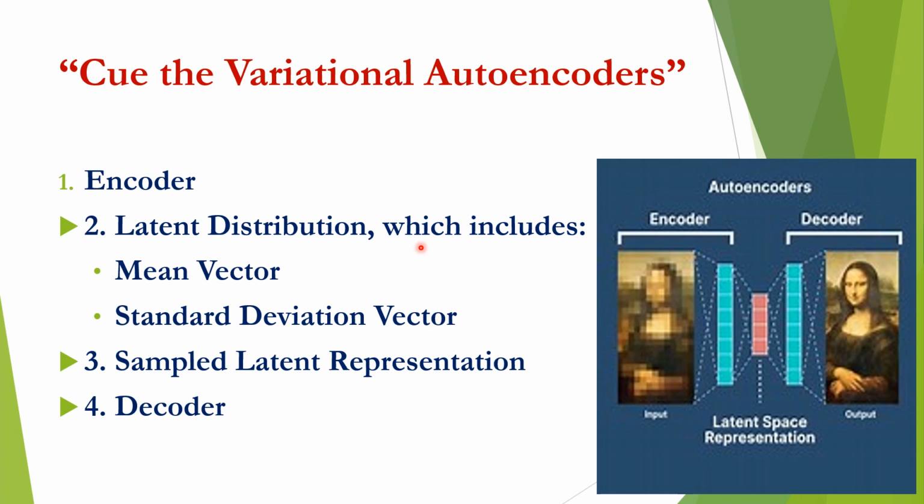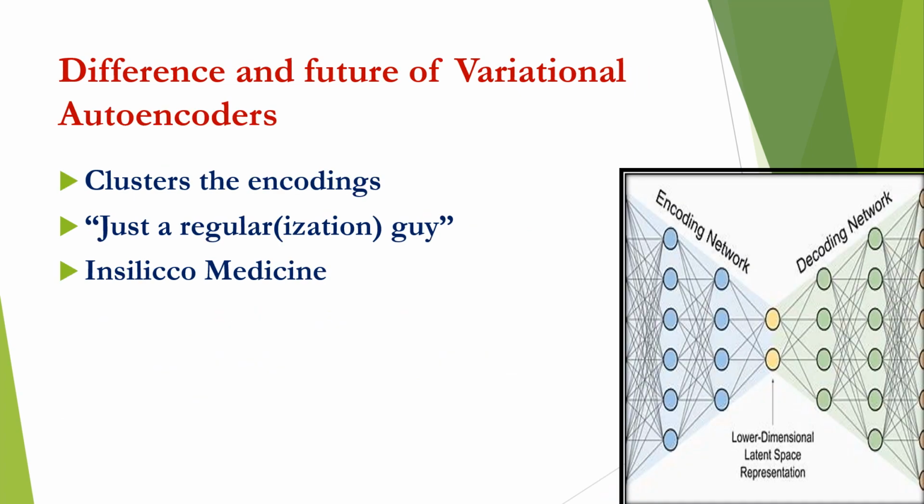Next is variational autoencoders. They are great for generating completely new data, just like the space we saw in the beginning. It's able to do so because of fundamental changes in its architecture: the encoder, the latent distribution, which means mean vectors, standard deviation vectors, and a sampled latent representation, and the decoder. So where does the difference come from?